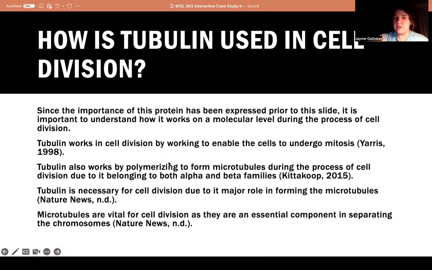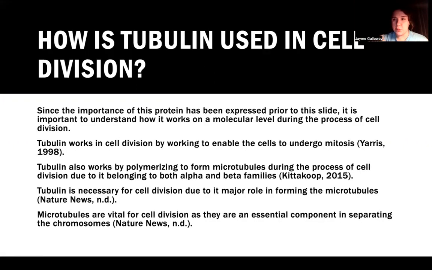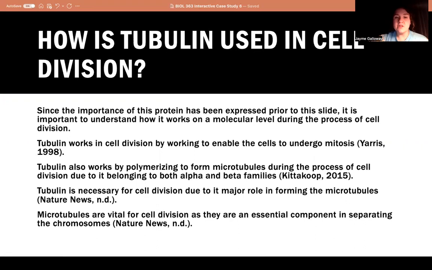So how is tubulin used in cell division and why is it important? Since the importance of this protein has previously been expressed prior to this slide, it is important to understand how it works on a molecular level during the process of cell division. Tubulin works in cell division by working to enable the cells to undergo mitosis.